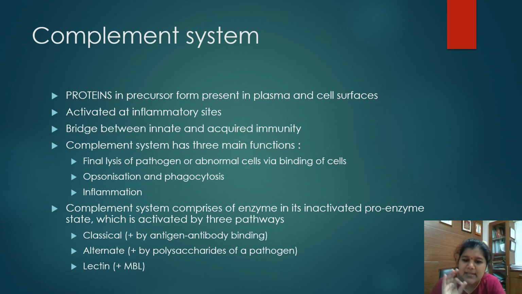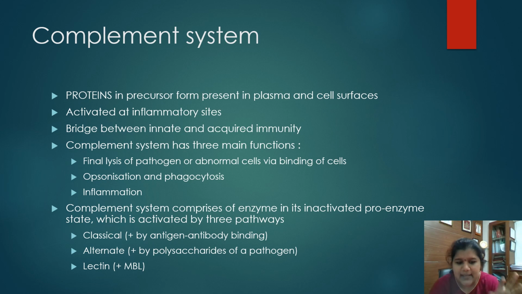The complement system has mainly three functions. One is the final lysis of the pathogen. Number two is opsonization, that is coating of the antigen, and phagocytosis, that is engulfing of the antigen. The next function is inflammation. The complement system has three different pathways. One is the classical pathway, two the alternate pathway, and three the lectin pathway.